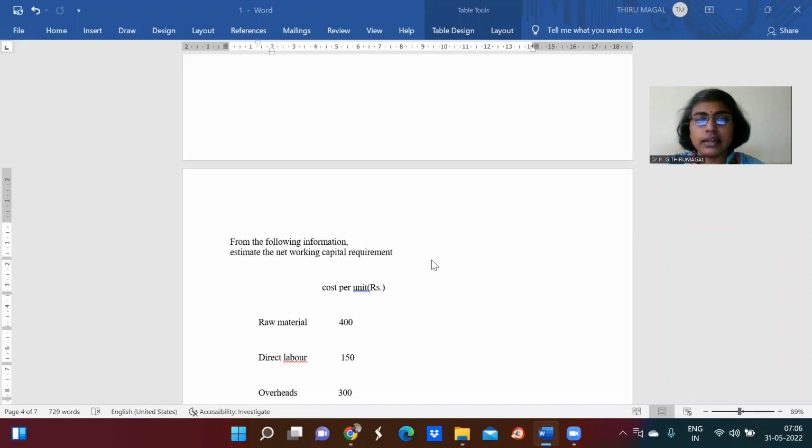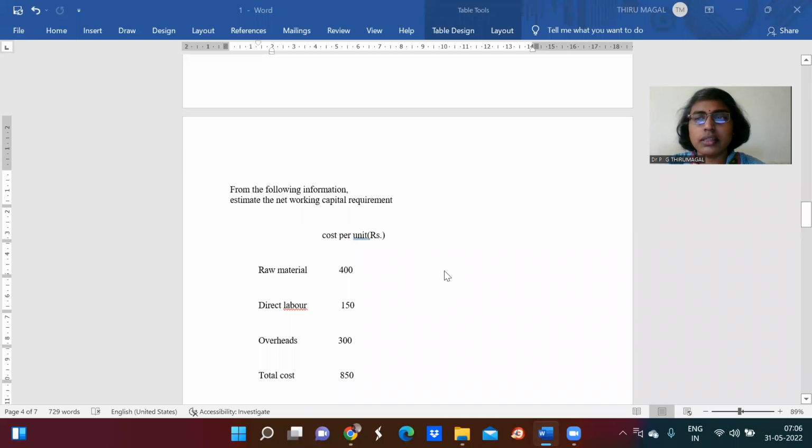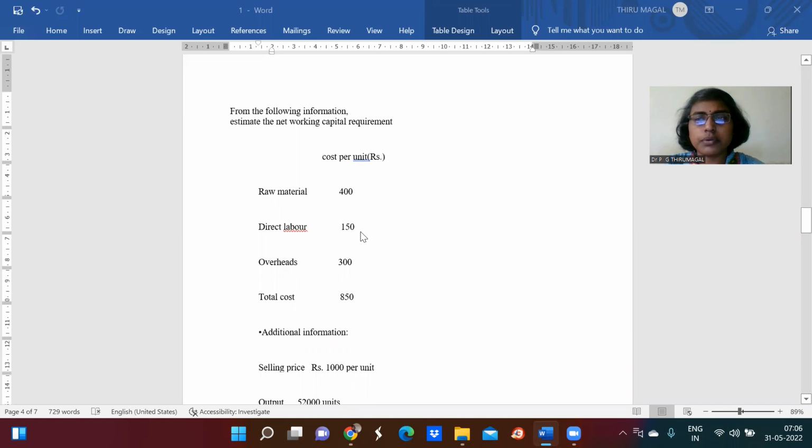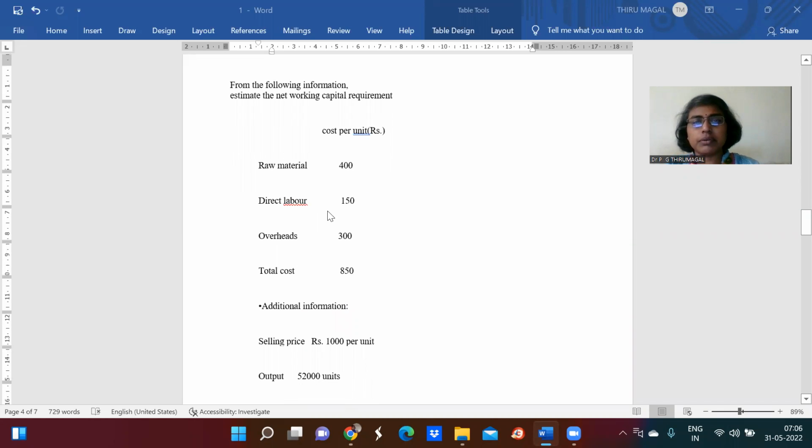So now we'll see another problem related to working capital requirement. These are all the data that are given in the problem. Cost per unit: raw material cost per unit is 400, direct labor 150, overheads 300, then the total unit cost is 850. So these are all the data that are given.